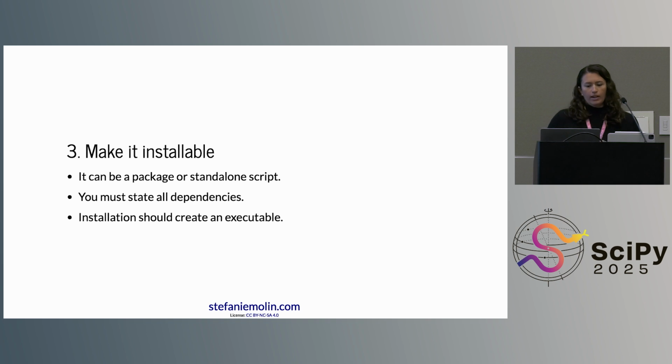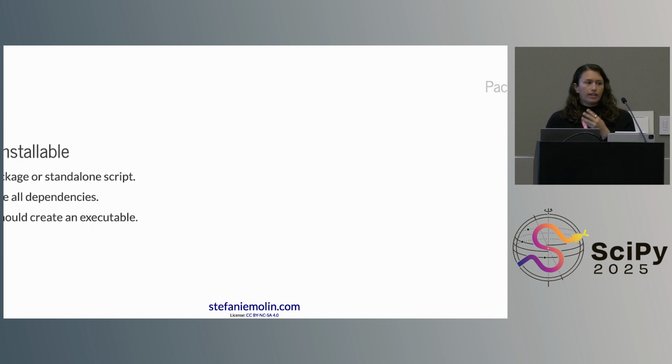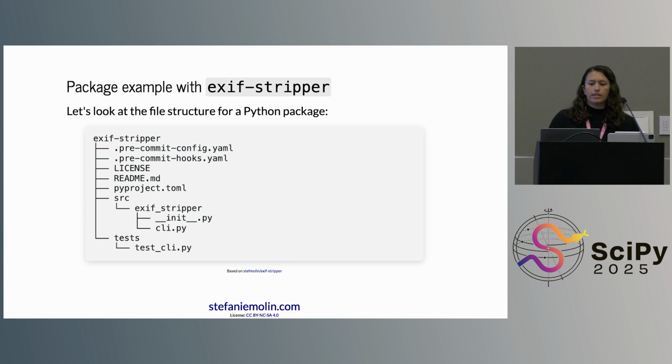All right, so ideally, this installation is going to make an executable that then pre-commit can run. But you can still work with the python -m syntax. You can also configure it that way. We are going to make an executable. So I want to talk about structure in the case of a package. This is using the EXIF stripper example. It's a very, very small package, so you have an idea of what needs to be in there, but without making it too large.